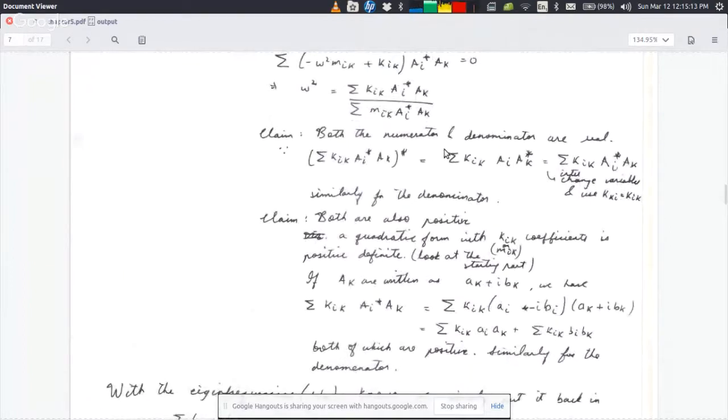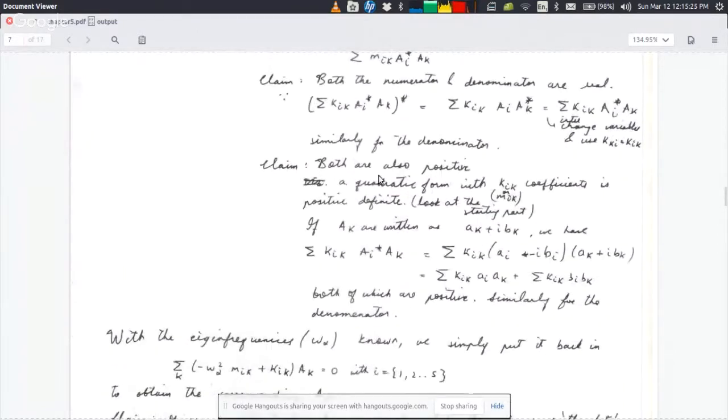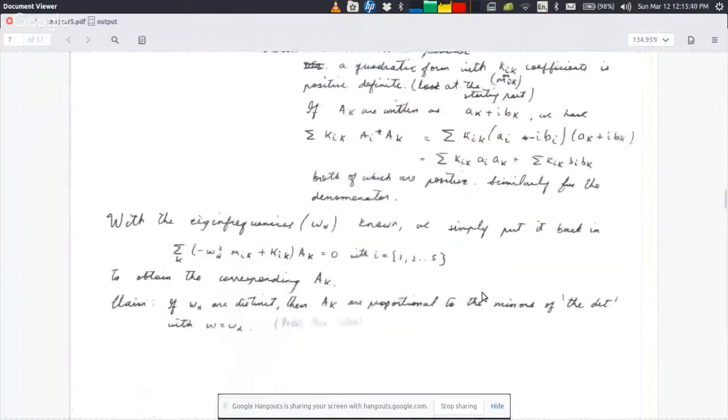And the argument is simply that both of these, first of all, are real. You can check that by taking the star of this and showing that the conjugate is the same as the original. And you can show that it's positive by simply writing your A as having a real part and an imaginary part. You do the calculation and you get a quadratic form for both of them. And this will be positive granted your K matrices are positive. Okay. So that is the reason why your omega alphas are positive. So that's good to know.